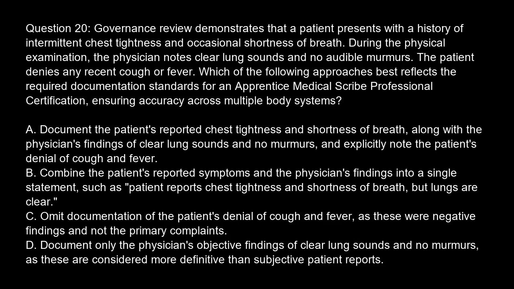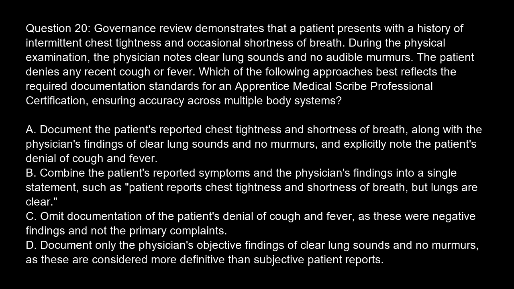Question 20. Governance review demonstrates that a patient presents with a history of intermittent chest tightness and occasional shortness of breath. During the physical examination, the physician notes clear lung sounds and no audible murmurs. The patient denies any recent cough or fever. Which of the following approaches best reflects the required documentation standards for an apprentice medical scribe professional certification, ensuring accuracy across multiple body systems?